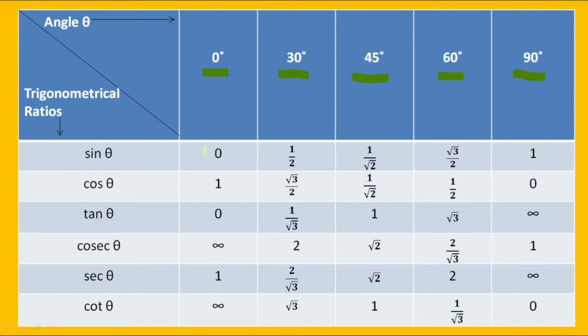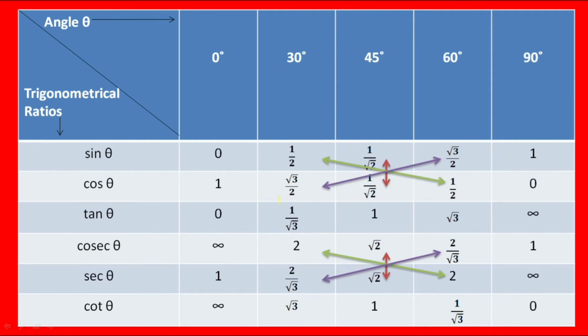Here, sine 0 degree equal to 0, sine 30 degree equal to 1 by 2, sine 45 degree equal to 1 by root 2, and so on. Now look at the arrows. Sine 0 degree, cos 90 degree. These two values are same. Sine 30 degree and cos 60 degree, these values are same. Again, sine 45 degree, cos 45 degree are same. Sine 60 degree and cos 30 degree, these values are same.